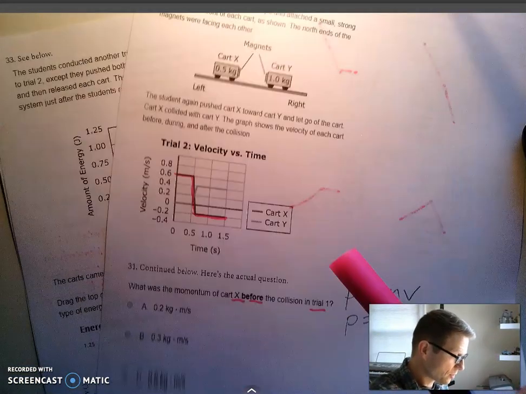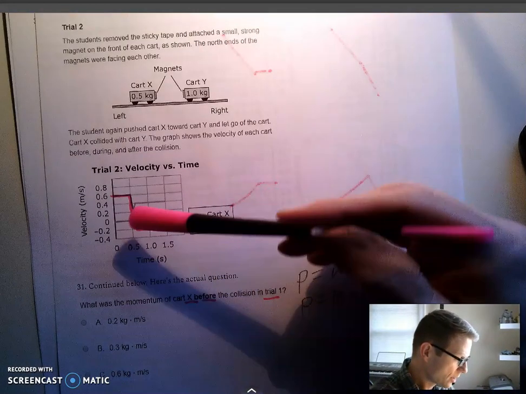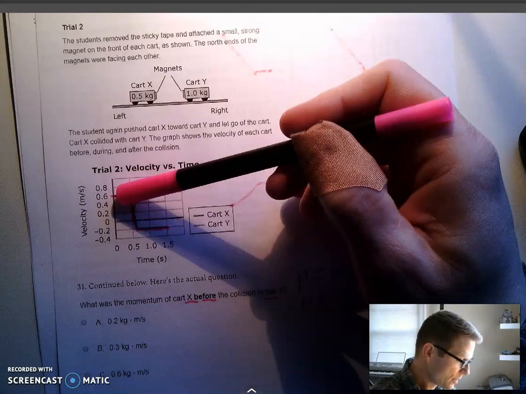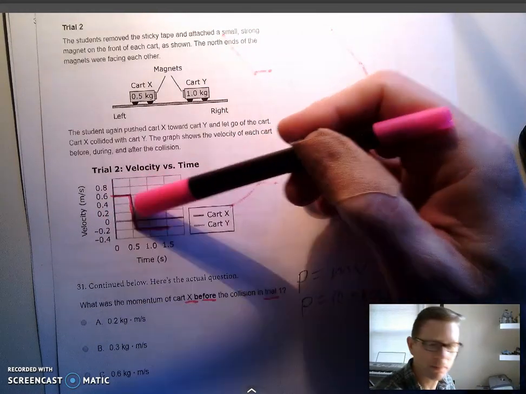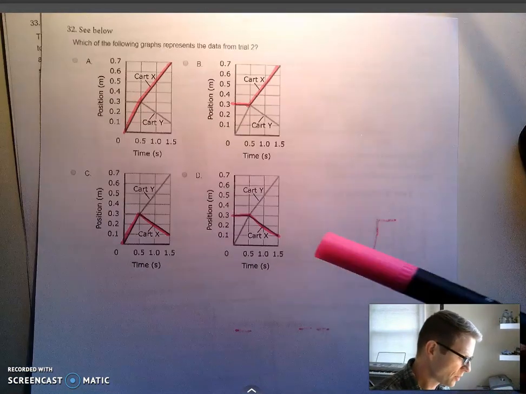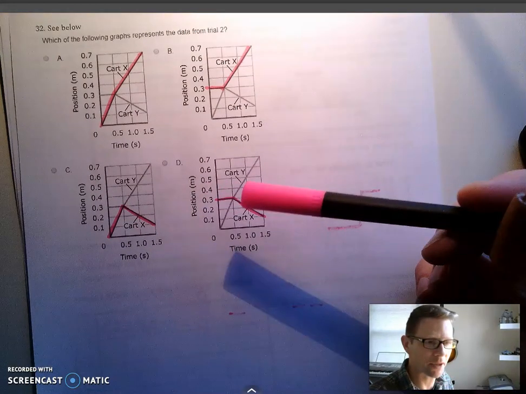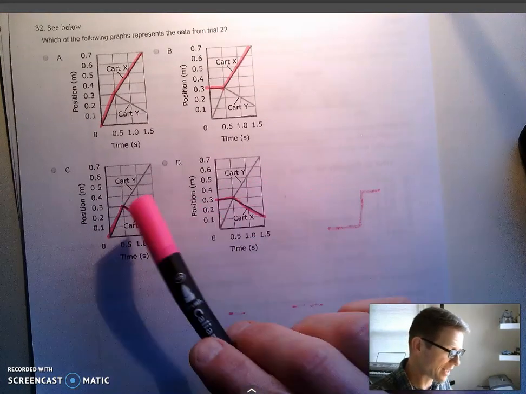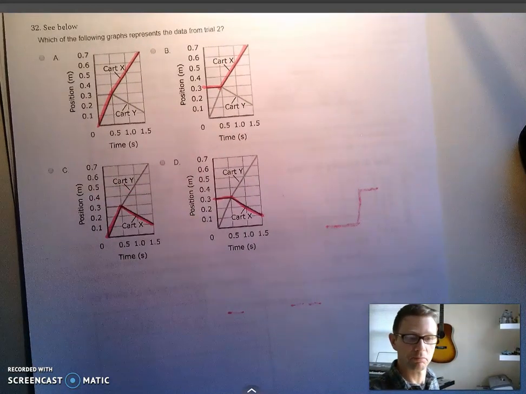Now watch this. It says trial 2. So I'm looking at trial 2, and I'm going to look at cart X. Cart X is positive, then there's a collision, then it's negative. Cart Y is 0, and then it becomes positive. So I'm going to look at the slopes. I'm looking for one where cart X goes positive, then negative, and cart Y goes 0, then positive. That's it right there. I'm not going to circle it for you. You got to listen, but it's C.